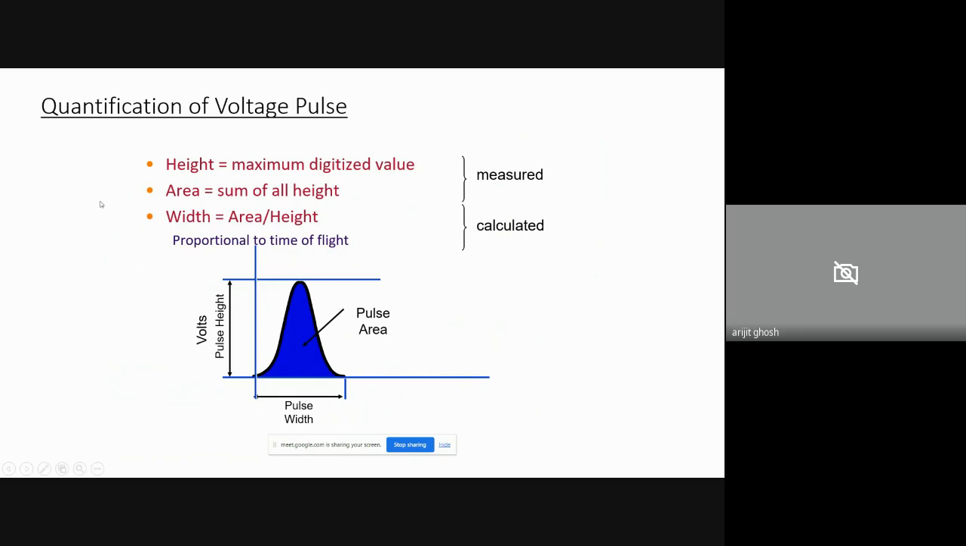And what is area? Area is the sum of all heights, from the start of the pulse, going to the peak, and going to the end. So from here to here, the summation of all the heights is the total area. And how is width measured? It is measured by the ratio of area and height. So if we measure height and area, we can calculate the width on our own.